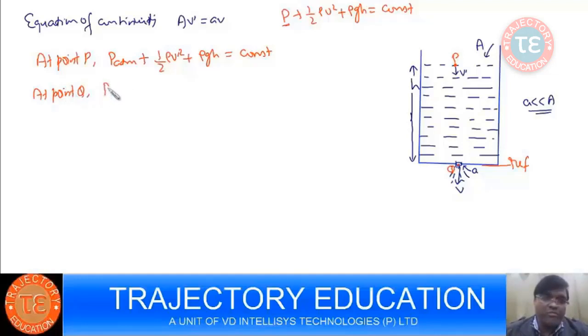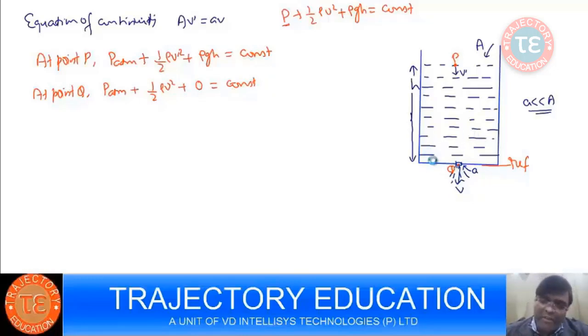At point Q, again this point Q is also in contact with the atmosphere, so it is P atm plus half rho V square. This is the reference, so the potential term is 0. Since Q is in contact with the atmosphere, your static pressure is P atm only. At Q, the static pressure will remain P atm.